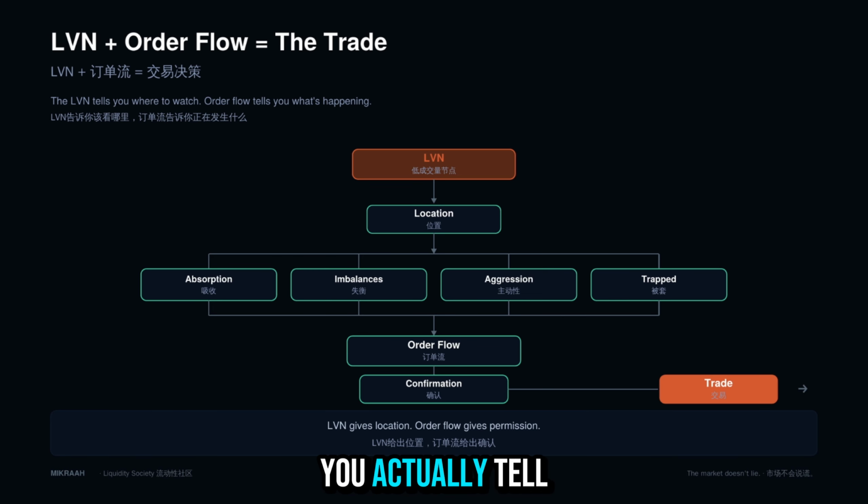So how do you actually tell the difference? Order flow. This is the framework on the screen. The low volume node gives you location at the top, nothing more. What confirms the reaction is what you see happening right there in real time. The four boxes in the middle. Absorption, meaning size is quietly stepping in to hold the level. Imbalances, showing one side is clearly winning.